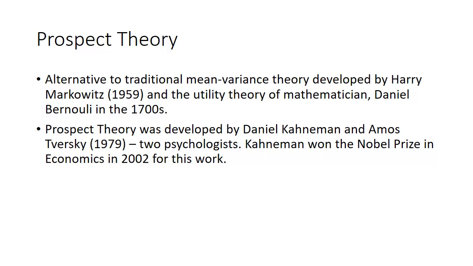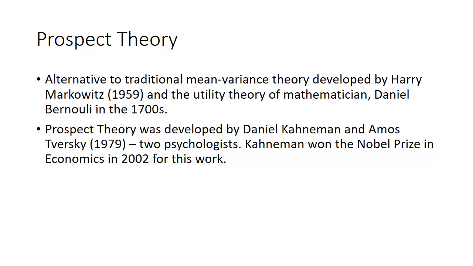I want to provide a brief introduction to prospect theory. Now, this is an alternative to traditional mean variance theory developed by economist Harry Markowitz in 1959, as well as the utility theory of mathematician Daniel Bernoulli in the 1700s. Prospect theory was developed by Daniel Kahneman and Amos Tversky in 1979.